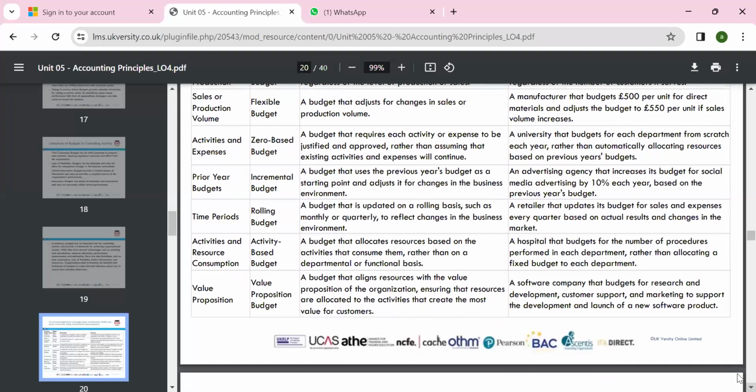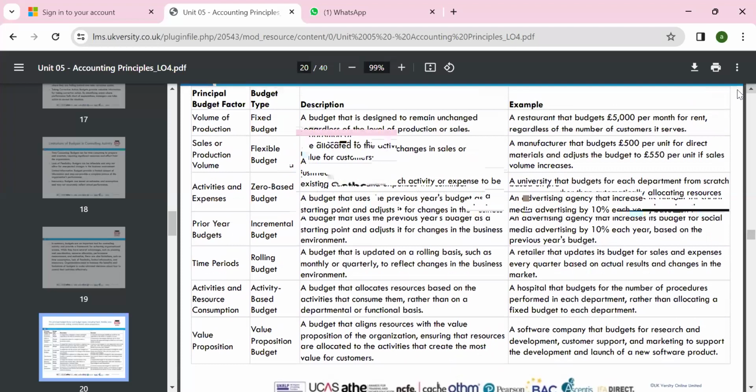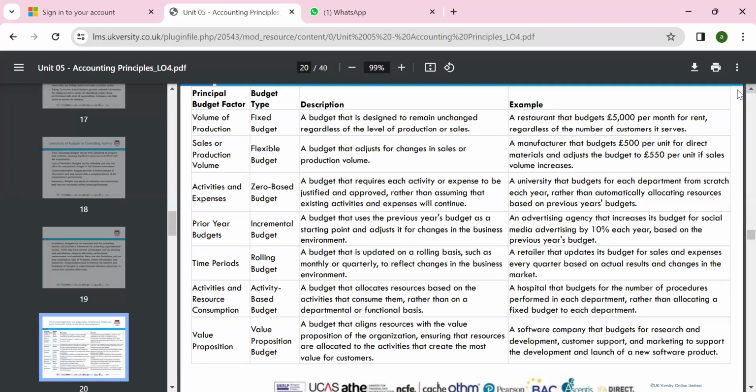Any questions? These are called the different types of budget. It can be a fixed budget that stays the same, flex budget, zero-based budget, incremental budget, rolling budget, activity-based budget and value proposition budget. Any questions? No question.